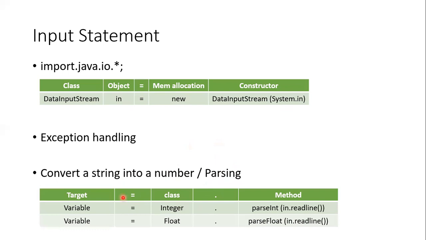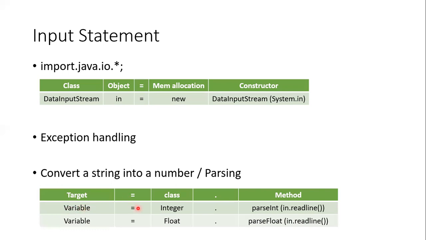Even for this, we follow one simple syntax. We should have a target variable, then we put equal to and a class, then the dot operator, then the method related to that class. The class that we are going to use is defined in the java.lang package, which is not imported here because java.lang is used by default. Coming to the target side, it's going to be a variable of our interest. If it's an integer, it's going to be an integer type variable.